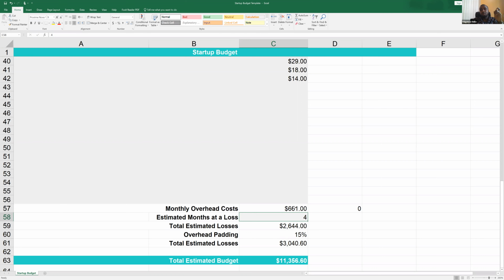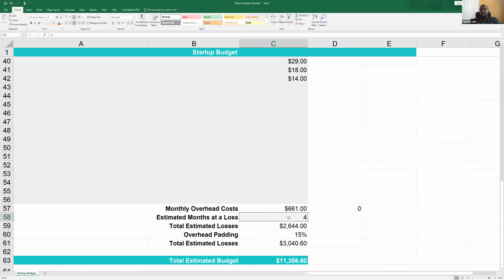Because again, you remember we said you're going to have a curve-like, right? It's going to be a curve-like when you're starting your business. At the beginning, you'll make losses, then you break even. Then as you go up, you make profit. Then the plateau will stay stagnant with the profit. Then the profits will drop, then back again. So you estimate the months at a loss.